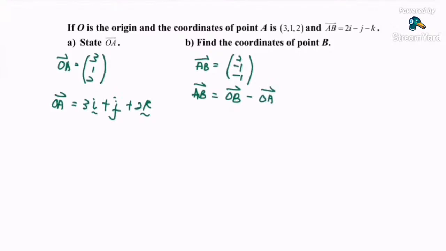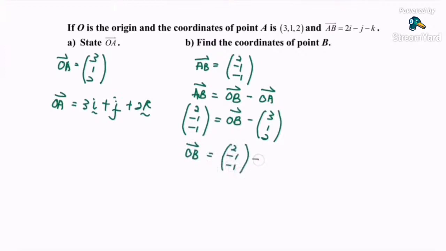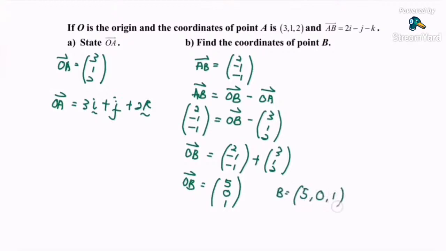Kindly substitute the situation where we have vector AB 2, negative 1, negative 1 is equals to OB minus OA, where we have 3, 1, and 2. Rearrange the situation. So the position vector for OB is equals to 2, negative 1, minus become plus with 3, 1, and 2. So the position vector for B is equals to 5, 0, and 1. The question asks us to locate the coordinate of point B, so the coordinate for point B is 5, 0, 1.